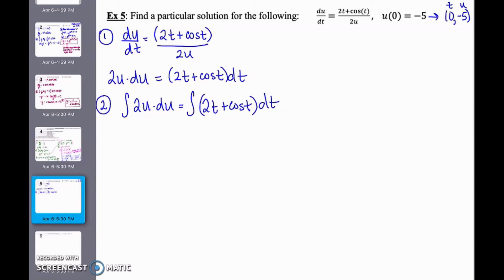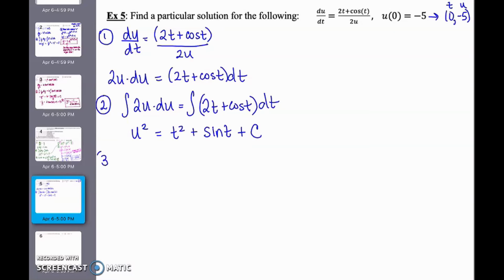On the left-hand side, the integral or the antiderivative of 2u is just u squared. And remember, no plus c on the left, only on the right. So this is equal to, I've got two terms that I have to find the integral of here, or the antiderivative. 2t becomes t squared. And if we've got cosine t, remember the derivative of sine is cosine. So then the antiderivative of cosine is sine. So this would be plus sine t, and then we need our plus c. Okay, step 2 is complete.